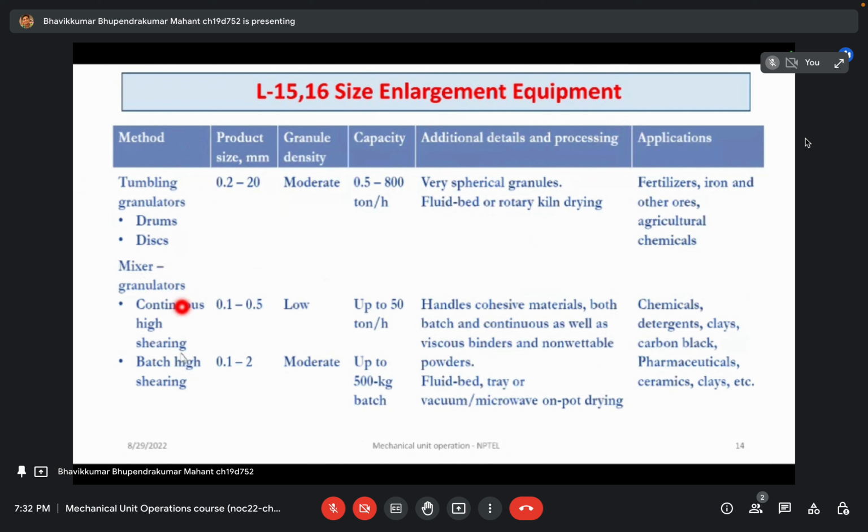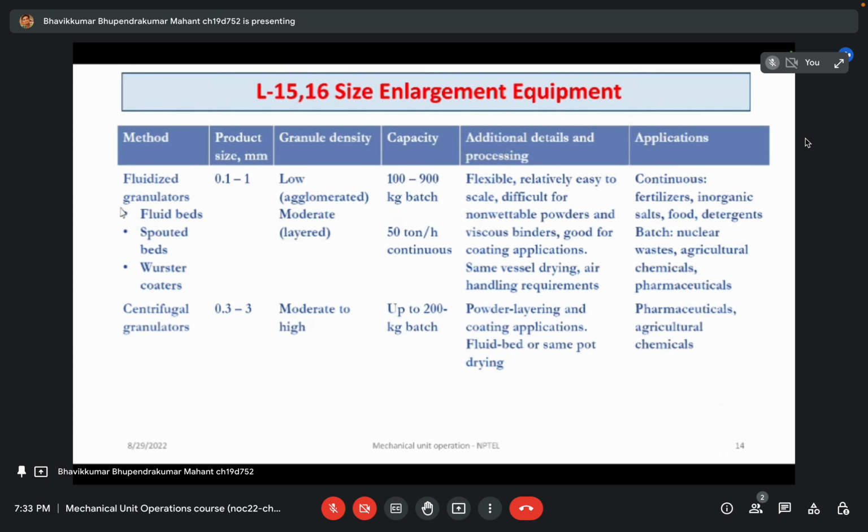And then mixture granulators, where you provide the mixing process: continuous high shear and batch high shear. The continuous and batch processes are different, with low granular density and moderate granular density. Continuous can handle cohesive material, both batch and continuous can handle viscous binder and non-wettable powders. They are used in different pharmaceutical and chemical industries.